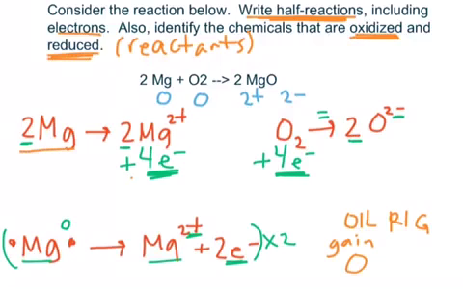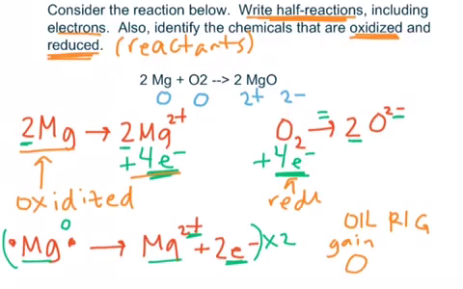Magnesium gave electrons away, so that means they were lost, and that means that my reactant here, magnesium, when it was neutral, is oxidized. I could also say it was the reducing agent. Over here, oxygen gained those 4 electrons, and so I would say that O2 was reduced, or we could say it was the oxidizing agent. And I can see that another way up here in the reaction itself, actually. Magnesium, as it moved to the products, it gained oxygen, and so that tells me also that magnesium was oxidized.